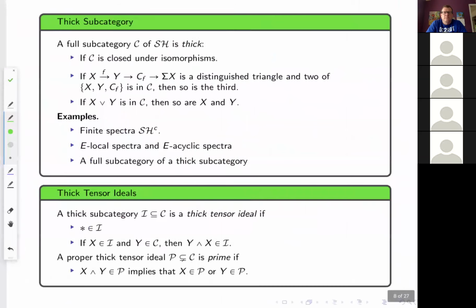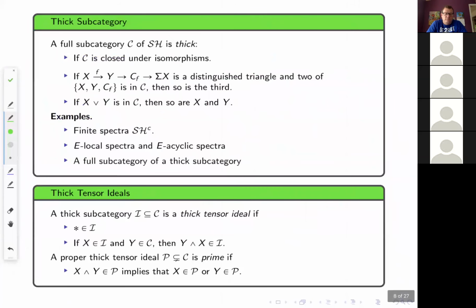All right, so I need some definitions. The first definition is that of a thick subcategory. To be a thick subcategory, first you have to be a full subcategory. And it's going to be thick if it's closed under isomorphisms. I'm in the stable homotopy category, but if you think about spectra, that's closed under weak equivalences. So that's what gives rise to isomorphisms in SH.